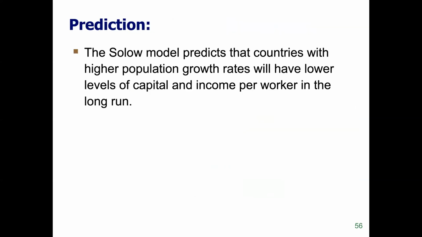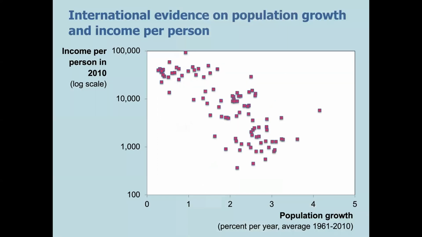So there's a prediction. The Solow model predicts that countries with higher population growth rates will have lower levels of capital and income per worker in the long run. Let's look at the data. Actually, that prediction worked pretty well. Population growth on the horizontal axis, income per person. And remember that little y star goes up with little k star. So a lower capital per worker with higher population growth leads to lower output per worker.